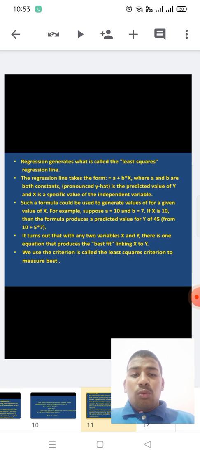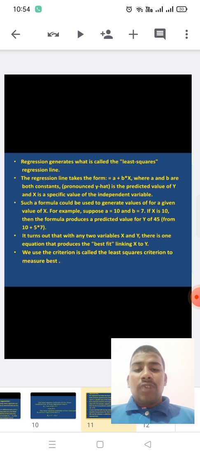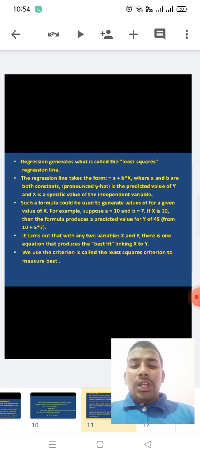Regression generates what is called the least squares regression line. The regression line takes the form y hat = a + bx, where a and b are both constants. y hat is the predicted value of y and x is a specified value of the independent variable. Such a formula could be used to generate values of y hat for a given value of x. For example, suppose a = 10, b = 7. If x is 10, then the formula predicts a value of 45 from 10 plus 5 times 7.